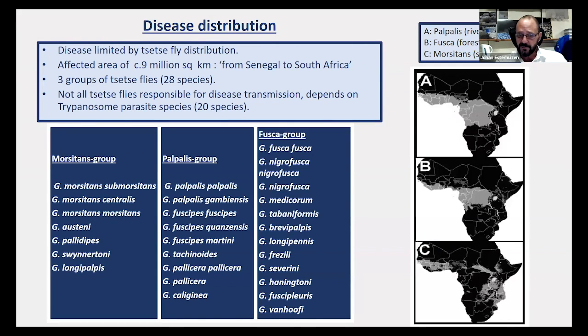And if you look at the maps on the right-hand side, you can see the top one is the Palpalis or the riverine group, really in the tropics, West Africa and Central Africa. Then the Fusca or forest group, a similar sort of distribution, a little bit smaller. And then the savanna fly, which occurs right down to Southern Africa.